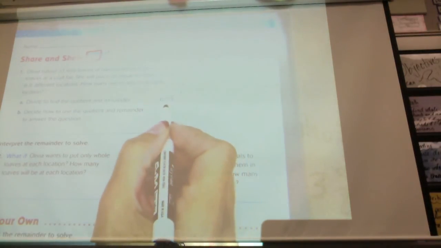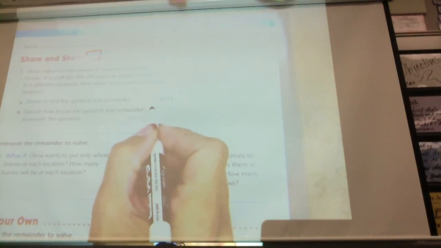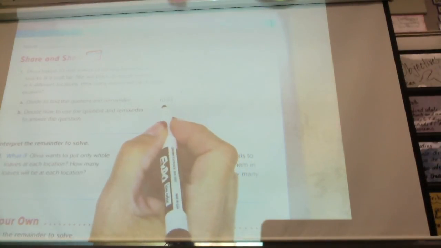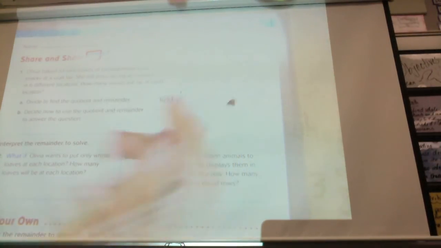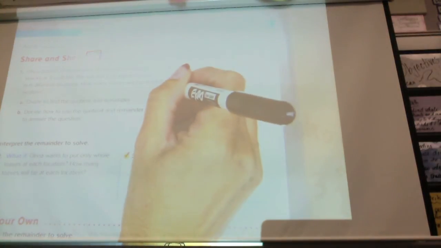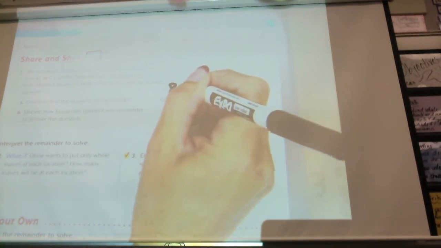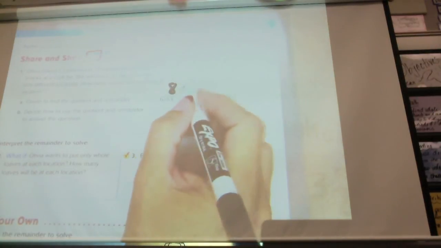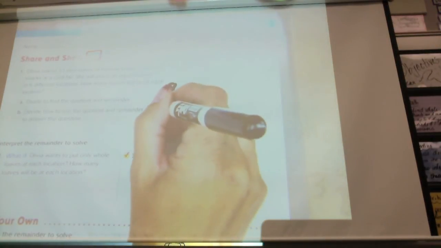Okay? So there's 53 divided by 6 locations. What will my quotient be? When you know, raise your hand. 53 divided by 6. Okay, what is the quotient? 8. No, the remainder is not part of the quotient. 8 is the quotient. So 8 times 6 was how much?